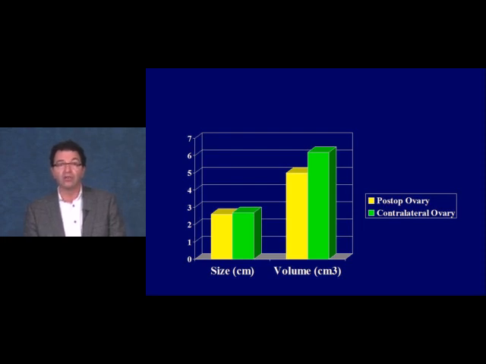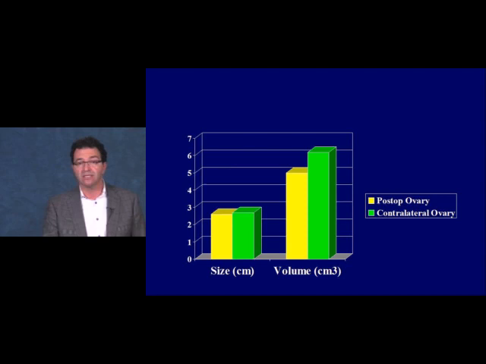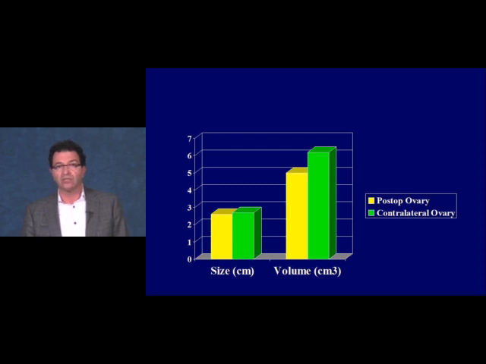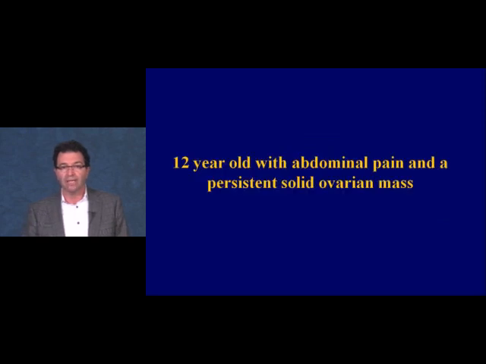So even with large ovarian masses, as long as the tumor markers are negative and it appears to be simple in nature, so we're not concerned about a malignancy, then we would end up removing it and saving the normal ovary. How about if we have a 12-year-old who has abdominal pain and a solid mass?